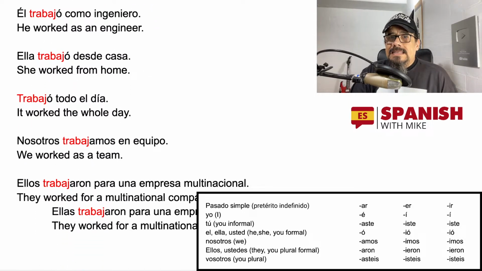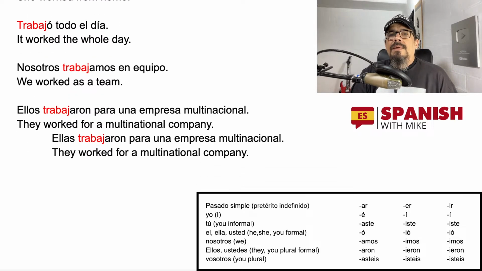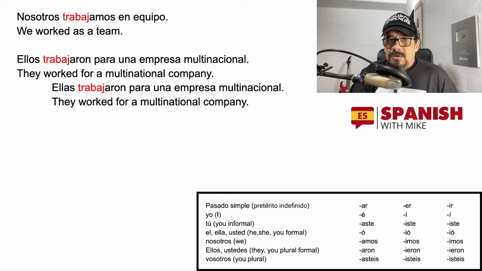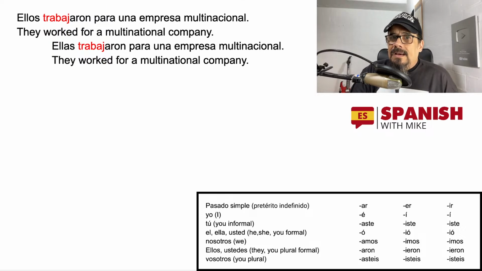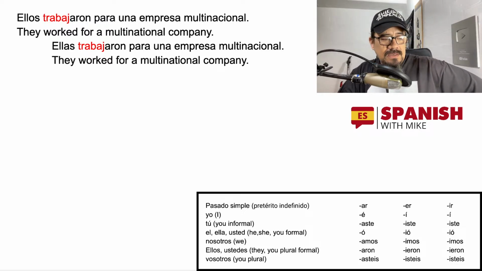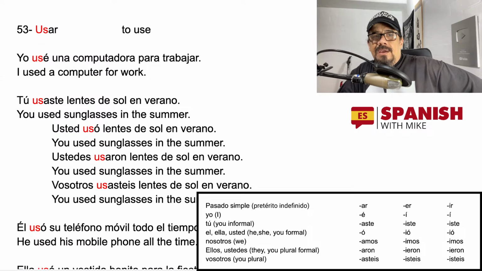He worked as an engineer. Ella trabajó desde casa. She worked from home. Trabajó todo el día. It worked the whole day. Nosotros trabajamos en equipo. We worked as a team. Ellos trabajaron para una empresa multinacional. They worked for a multinational company. Male. Ellas trabajaron para una empresa multinacional. Female. Verb number 53. Usar.